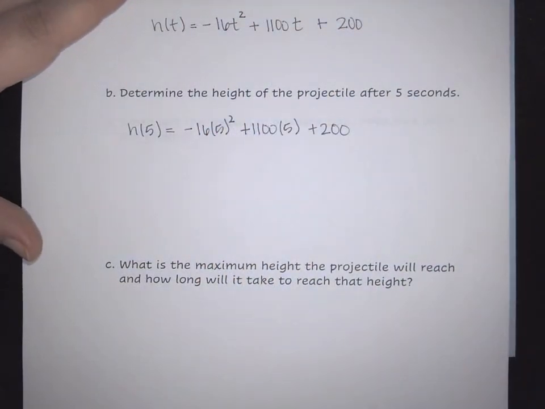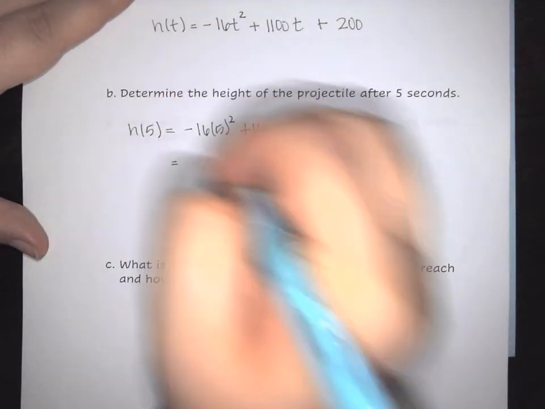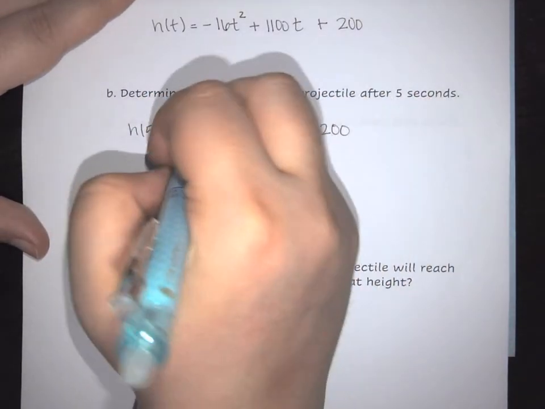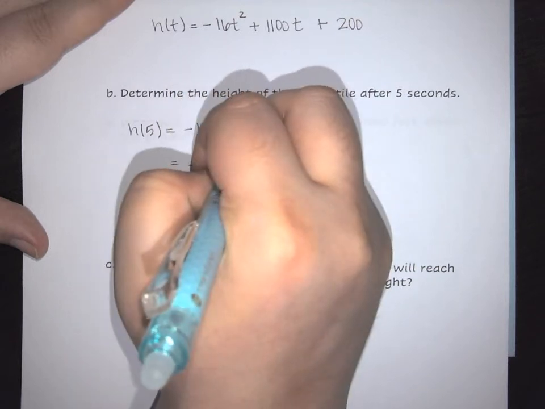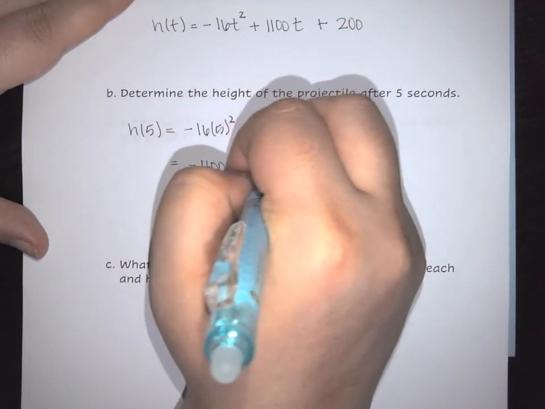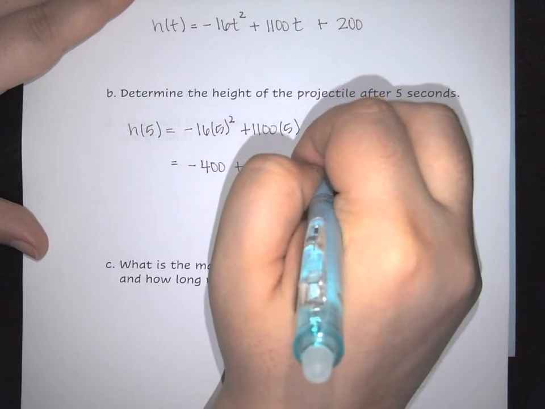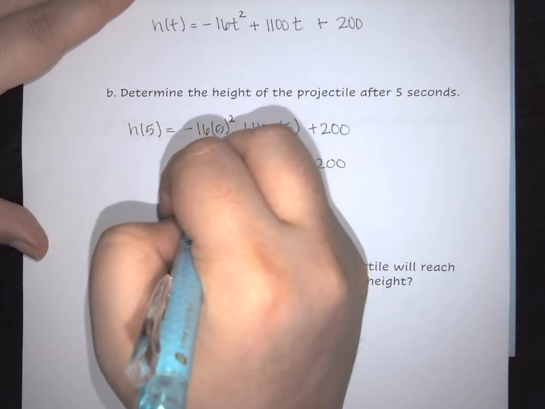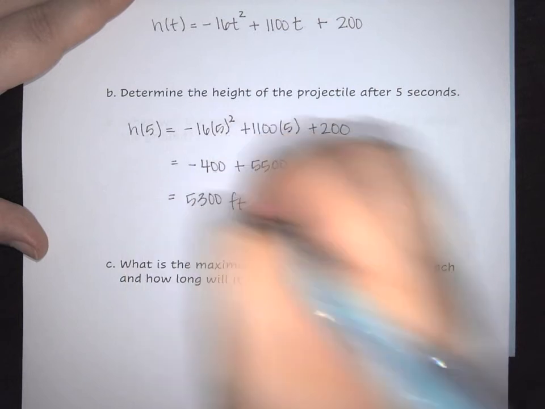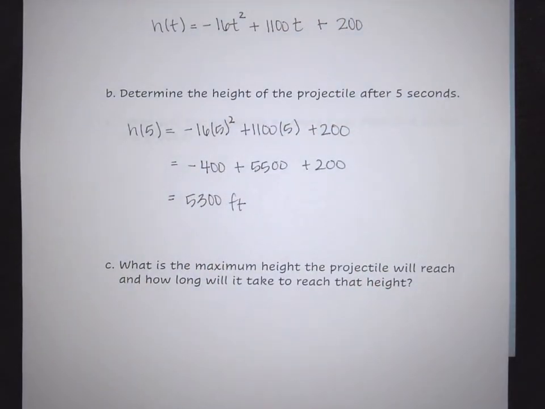So here you're going to go ahead and solve. 5 squared is 25 times -16 gives you -400 plus 5,500 plus 200. Put it all together and we get 5,300 feet. So your projectile after 5 seconds is going to have a height of 5,300 feet.